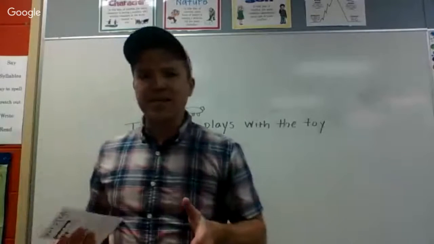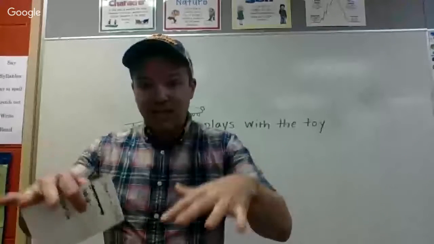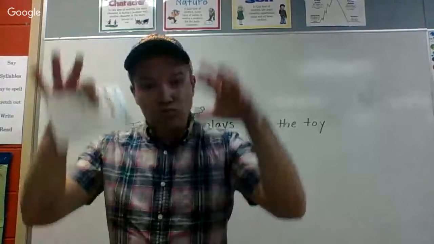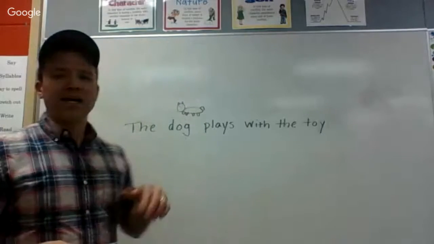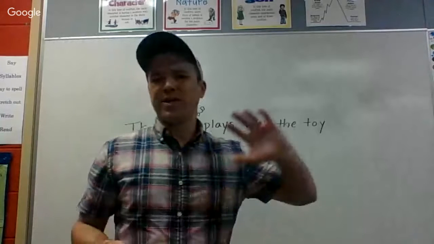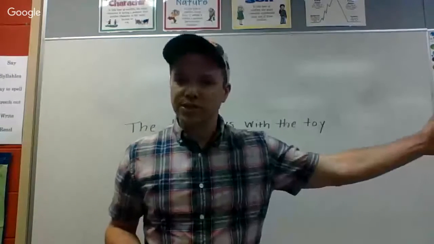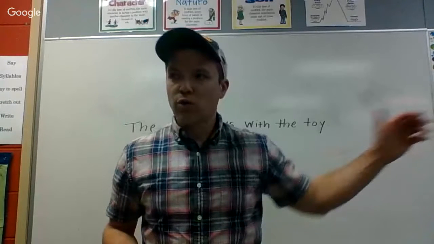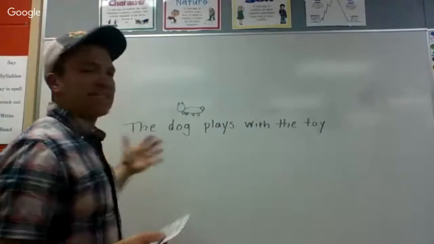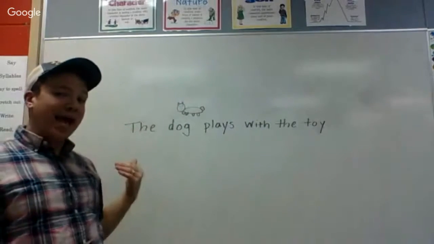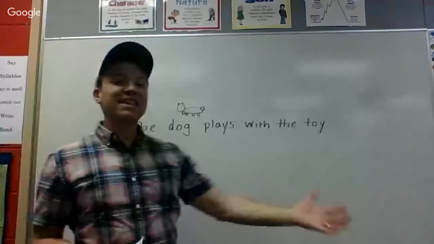Now, what this means is that the dog can be playing with it right now. The dog plays with the toy. But what happens if I want to say the dog was doing that, but they were doing it yesterday, or a week ago, or a month ago, or 1,000 years ago, when there were pyramids? What would I do to my sentence to make it take place in the past, in the past tense? I'm going to do something to my verb.